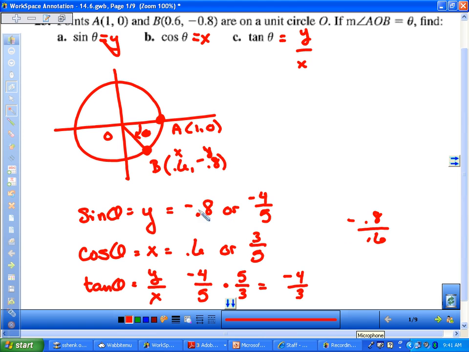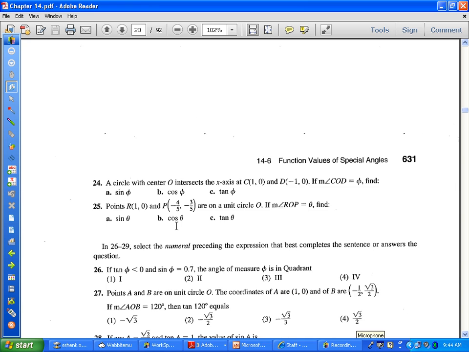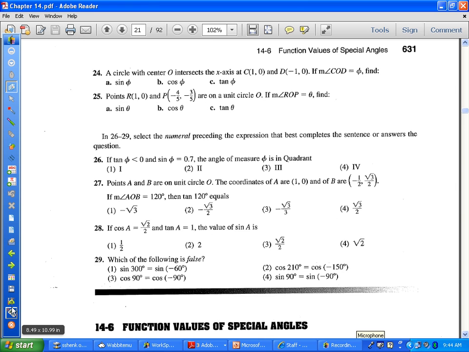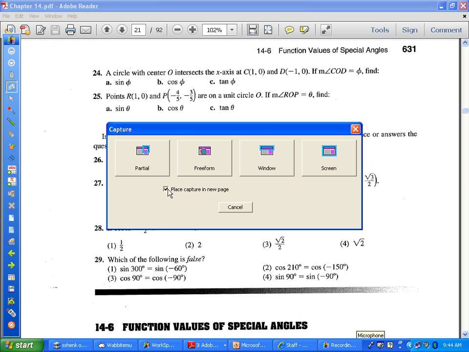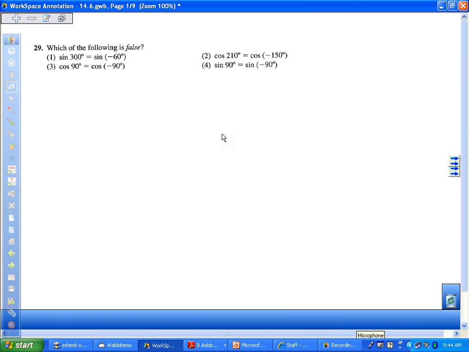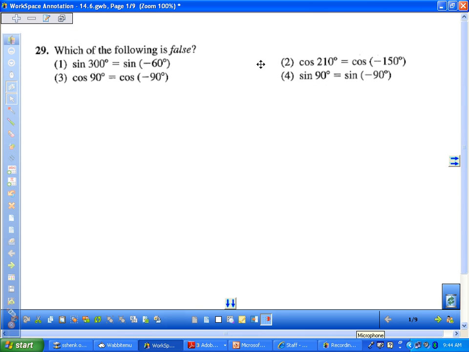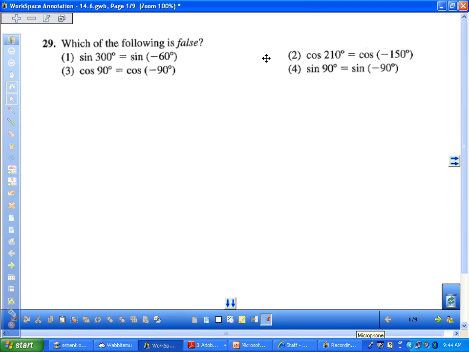All right, with 23? Good there. Other questions we have, folks? Which one? 29, the multiple choice one. So 29, they're asking us which of the following statements is false. So the last thing we had in our notes yesterday is we said that the function values of coterminal angles were equal to each other.